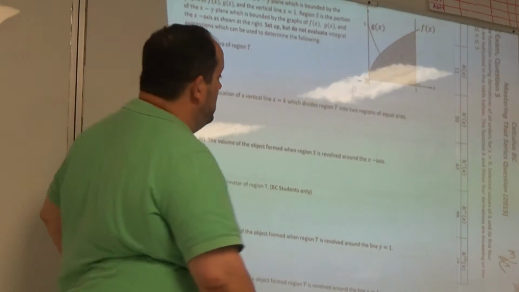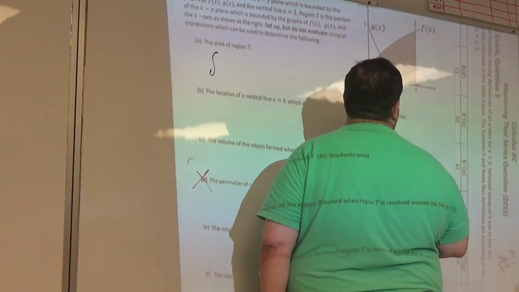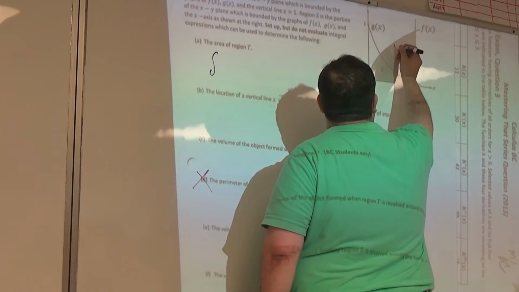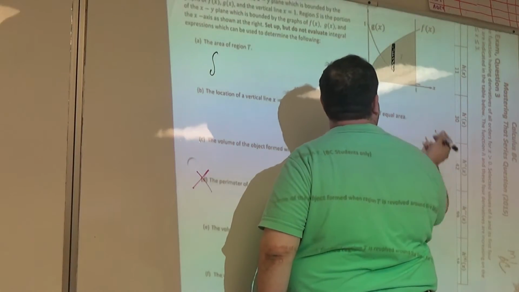F of x minus g of x. Why f of x minus g of x? Tell me why. Because it's top minus the bottom. Right? I want you to think about those little rectangles that we've been drawing forever. How tall?